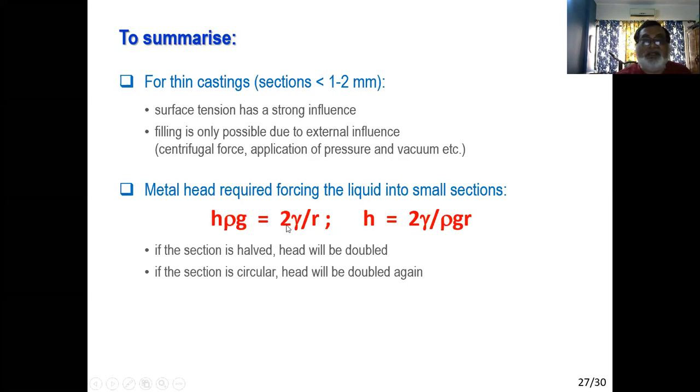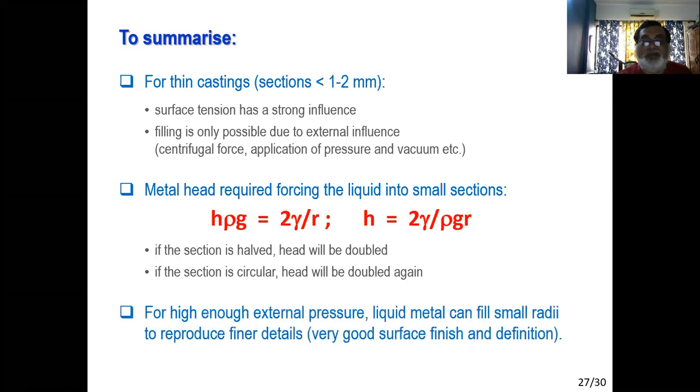So this H2 is equal to twice gamma by R. So H is equal to twice gamma by rho g R. So if the section is halved, if you reduce the section by 2, the head will be doubled. You need double head, so screw height will be doubled. On the other hand, if the section becomes circular, again the head will be doubled. So we have to keep in mind these two aspects during designing the mold, designing the running system.